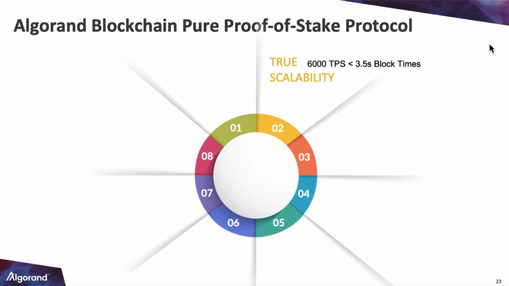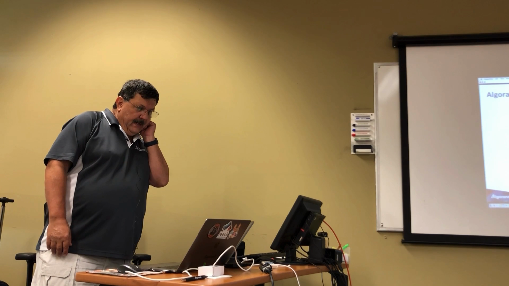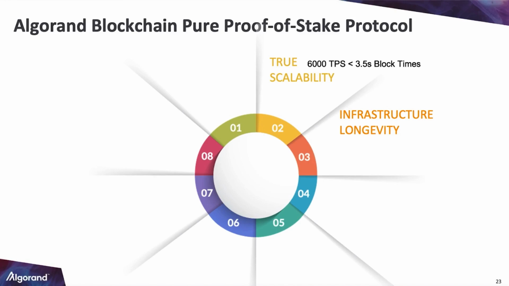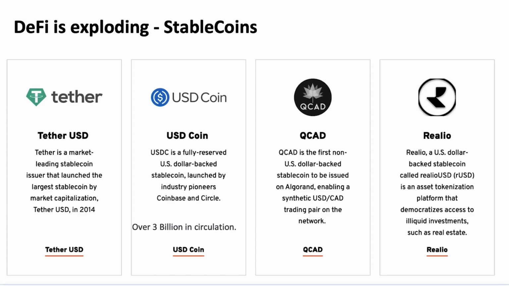So, an intro to blockchain: Algorand is a Pure Proof of Stake protocol. Our founder, Silvio Micali, is a Turing Award winner for his knowledge in hashing algorithms, and he brought that smarts to our blockchain. True scalability: we do protocol updates pretty regularly, and we have a sizable engineering staff of probably about 30 developers. You get 6,000 transactions per second for throughput, as well as under 3.5 second block times. Also infrastructure longevity, everything is open source, technical flexibility with a lot of SDKs, transaction certainty, platform extensibility, and very energy efficient, being carbon negative. Cost efficiency, with transactions at a 20th of a penny, as well as true security. That, in a nutshell, is the Pure Proof of Stake protocol: very green, very fast, and very secure.